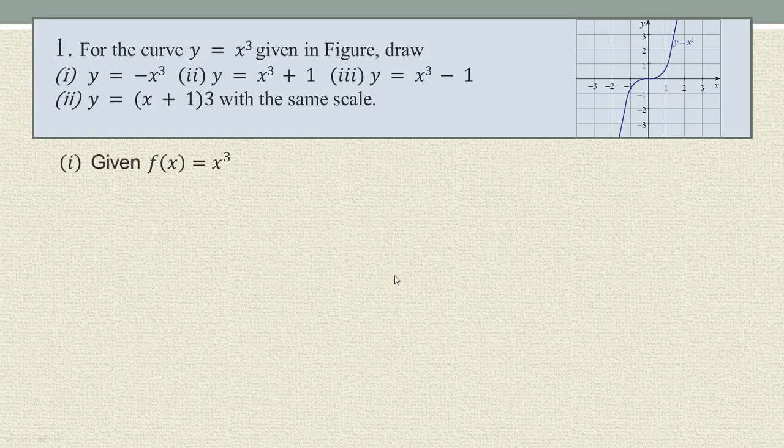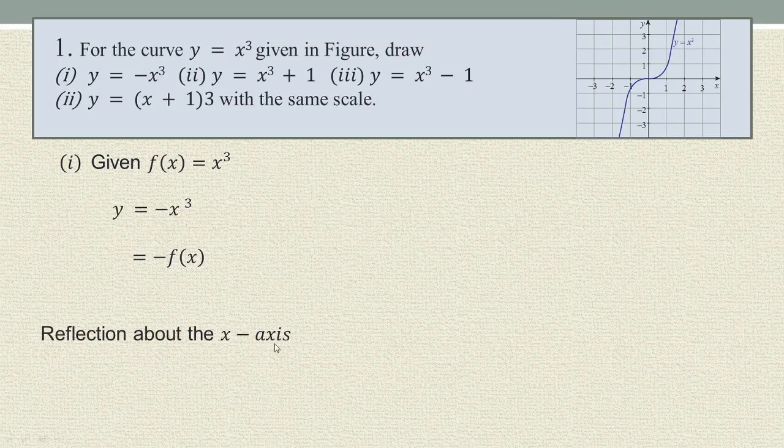Given f of x is x cube. You have to write the given function as f of x. That means the base function is x cube, right? So f of x is equal to x cube. In this first one, you have y is equal to minus x cube. So this is of the form minus f of x. Now you should go to the first type of transformation. You are multiplying with minus, so it is reflection, reflection about the x-axis.